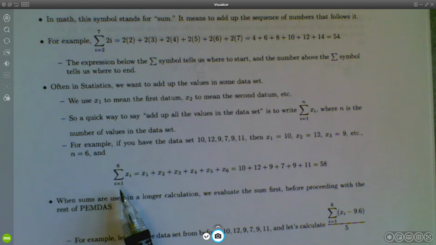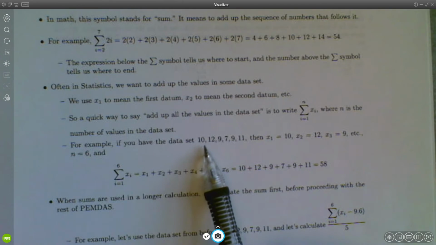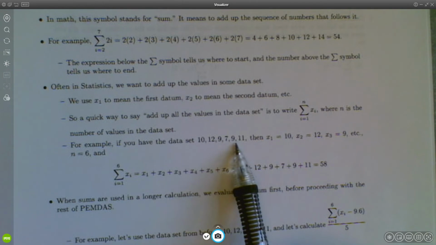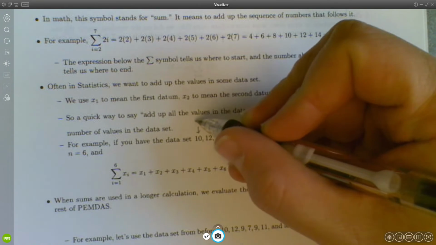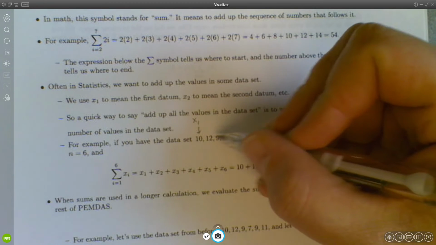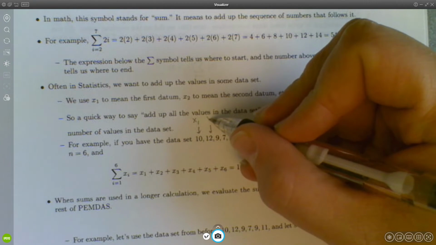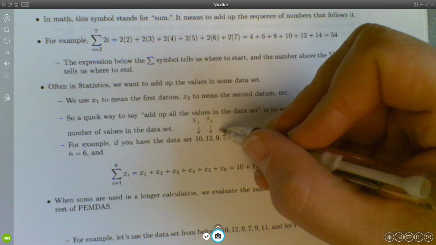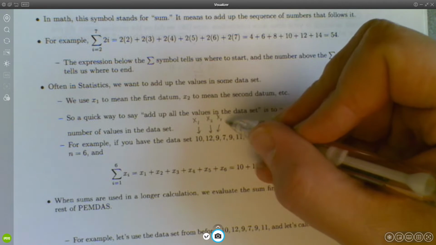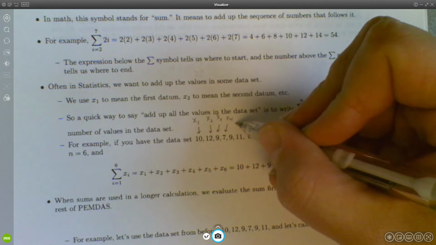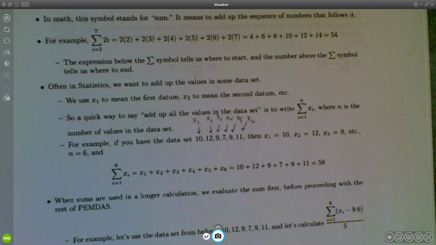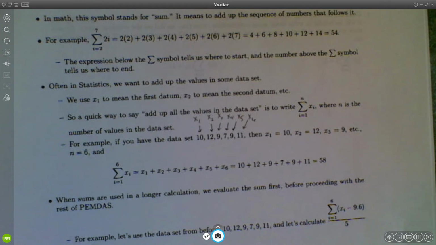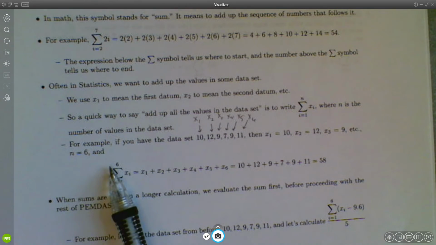So let's say that you had this data set, 10, 12, 9, 7, 9, and 11. Okay, so then 10 is the first value in your data set, so that's x1. 12 is the second value in your data set, so that's x2, and so forth, right? So there's x3, x4, x5, and x6.